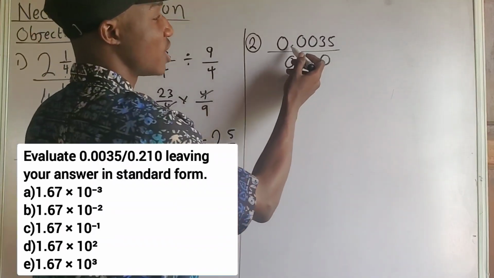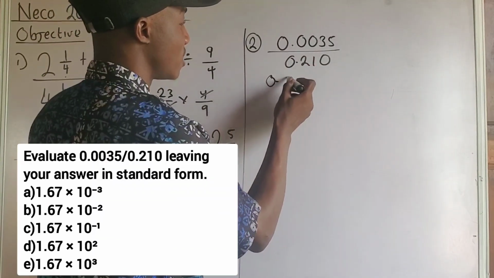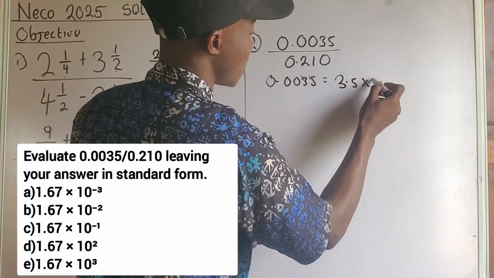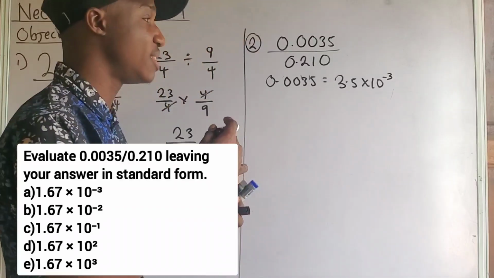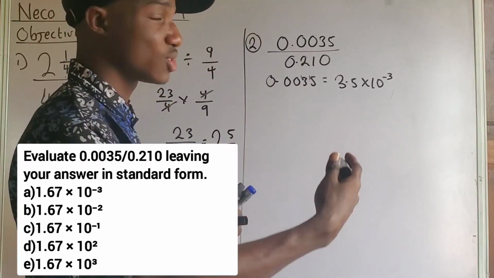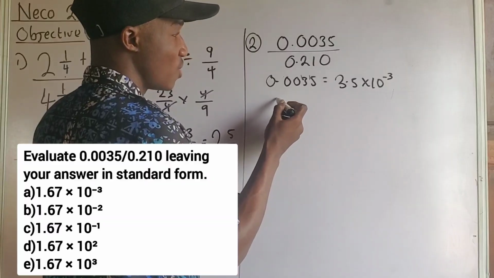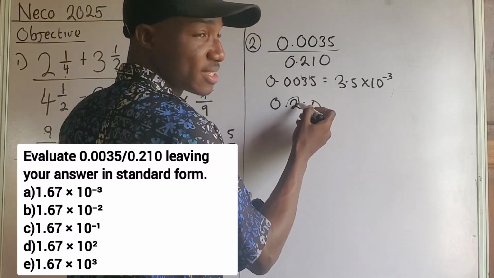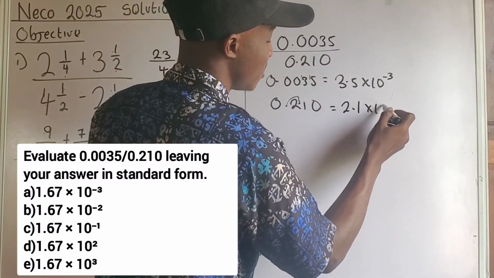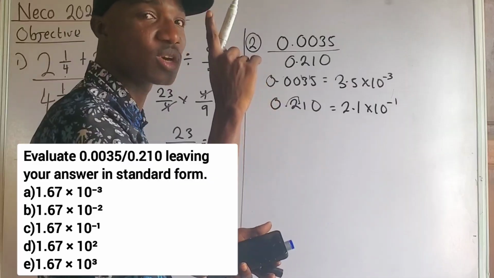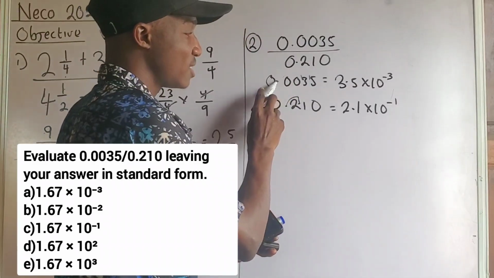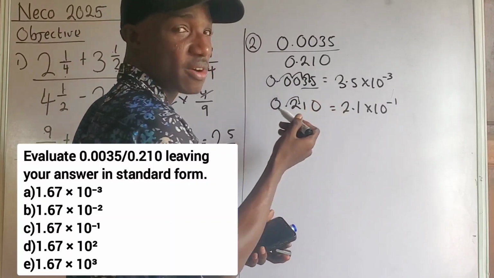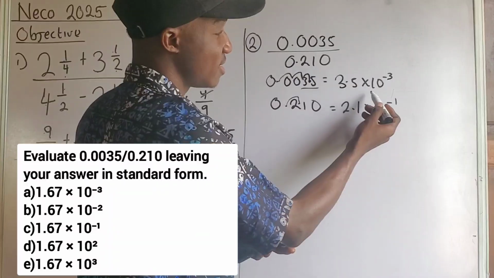Now if you want to change this numerator to standard form, 0.0035 equals 3.5 times 10 raised to the power of negative 3, because now I'm moving the decimal point towards the right hand side. Are you getting it? Here I move this decimal point 3 times. 1, 2, 3. The decimal point is here now, in between 3 and 5. That's why I have 3.5 times 10 raised to the power of negative 3.